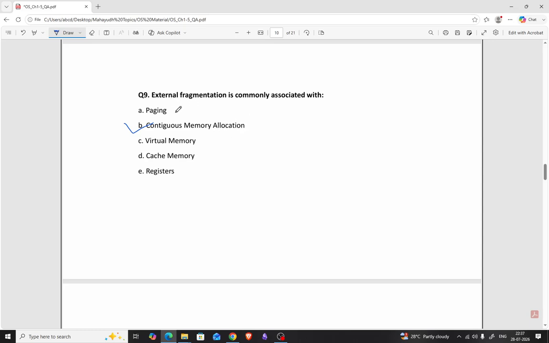In paging, external fragmentation is removed, right? Virtual memory is an extended logical memory. Cache improves CPU performance. A register is a small CPU storage location which is available in the CPU.